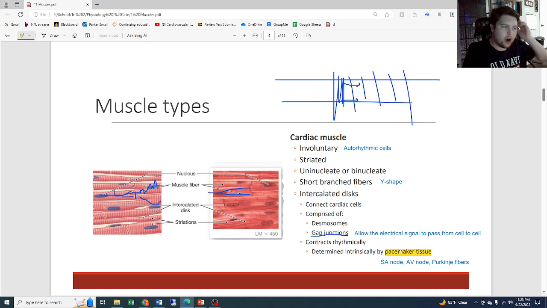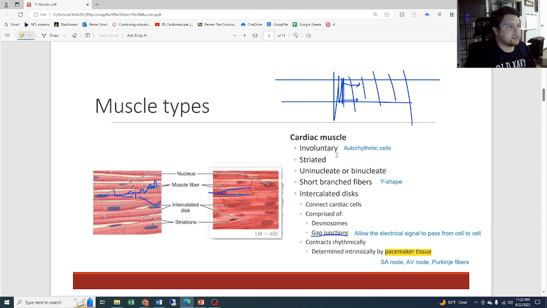We'll get into exactly how they function later, but basically they have special leaky channels, which they call funny channels. They're a type of leaky channel that allows the cell to continuously, at a steady rate, reach threshold and develop an action potential, and then to contract to keep our heart beating rhythmically.